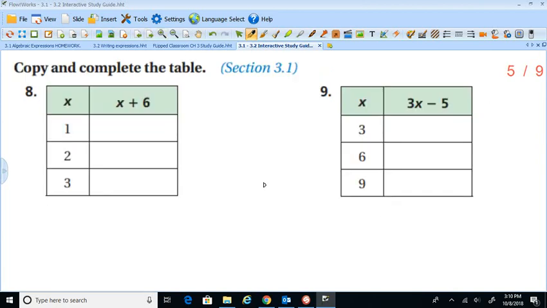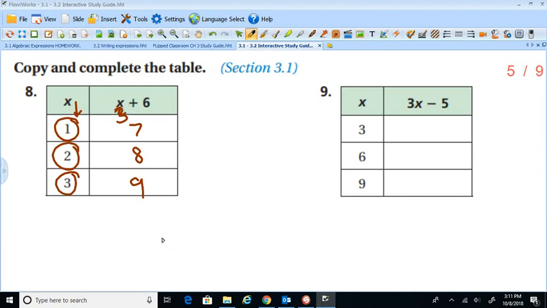8 and 9, we're going to complete the table. So they tell us what x is. X is going to be each of these values. All I'm going to do is substitute in this value for where x is. So I'm going to put a 1 right there. Now it's 1 plus 6. Final value is 7. Now I'm going to substitute a 2 in. Put a 2 right here. 2 plus 6 equals 8. And finally put a 3 in there. So now we have 3 plus 6, which equals 9. You're just substituting the value of x, 1, 2, and 3, into the expression, and solving it.